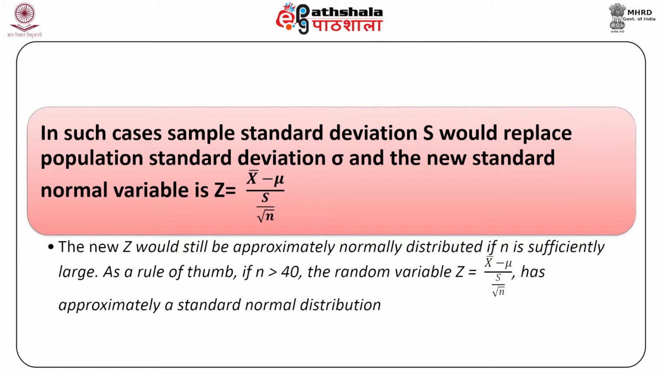However, the new z would still be approximately normally distributed if the sample size n is sufficiently large. As a rule of thumb, if n is greater than 40, the random variable z equal to x bar minus mu upon s by root n has approximately a standard normal distribution. This is an application of the central limit theorem, known as CLT. However, owing to the additional variability by virtue of the use of s instead of sigma in the z, the size of the sample required is more conservative than the earlier size of 30.